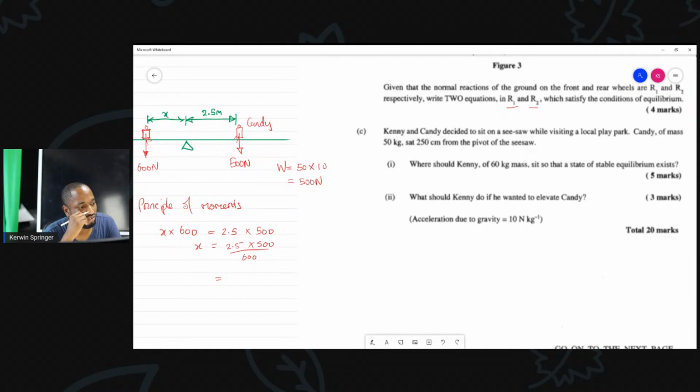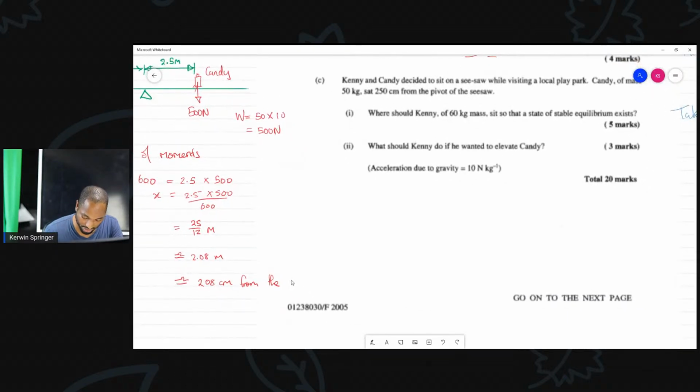2.08 with that 3 recurring, or we can say 25 over 12 meters, which is the same as approximately 2.08 meters, and approximately 208 centimeters from the pivot. Because you have to answer the question: where should Kenny sit? Kenny should sit 208 centimeters from the pivot on the other side of the pivot. Might be a faster way to say this. Just say from the pivot on the opposite side to Candy.